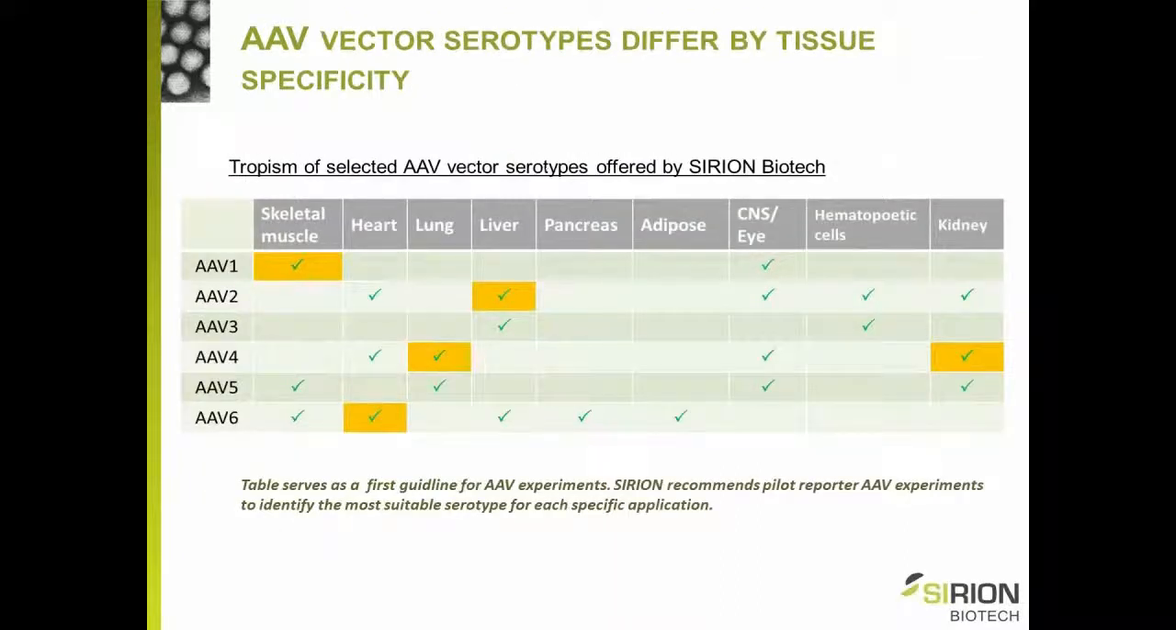A few things you need to know about AAVs. They come with different types, so the code is different, and there are 6 types that we produce, and each type has a certain tropism, which means that the vector preferentially goes into certain tissues when injected systemically. Liver, for example, is very good for AAV2, and the central nervous system, for example, we offer the standard AAV1-2 hybrid vectors. Skeletal muscle is very good also with AAV1, and AAV6, for example, is excellent for heart. So there is some flexibility regarding the target organ.